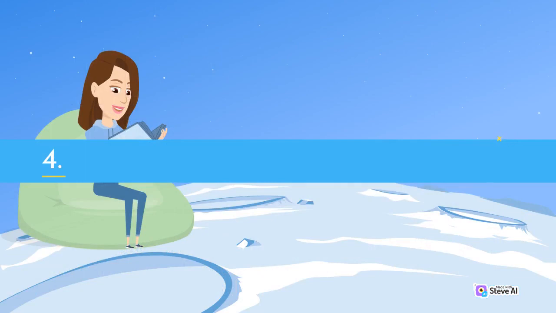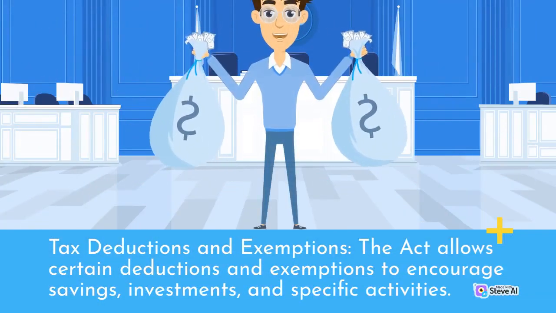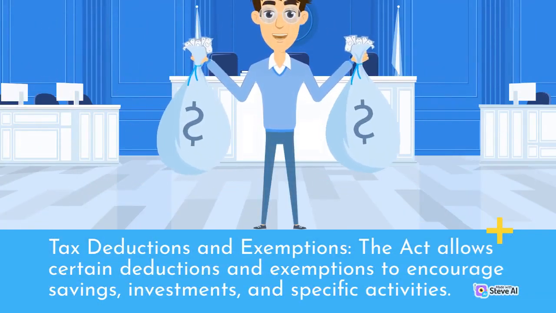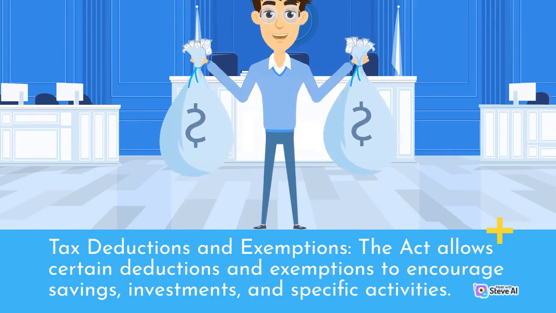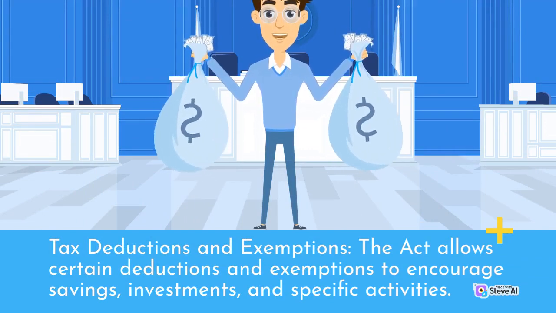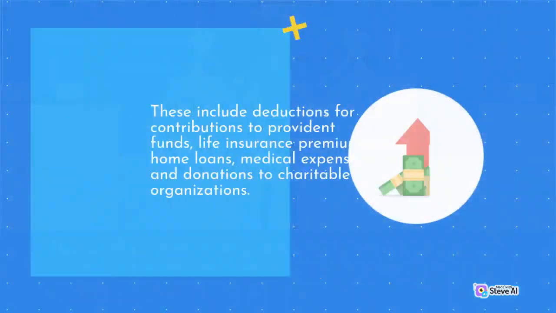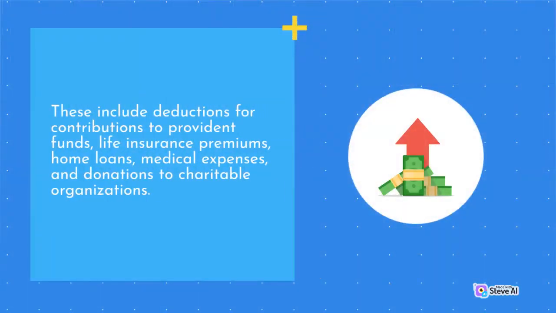4. Tax deductions and exemptions. The Act allows certain deductions and exemptions to encourage savings, investments, and specific activities. These include deductions for contributions to provident funds, life insurance premiums, home loans, medical expenses, and donations to charitable organizations.